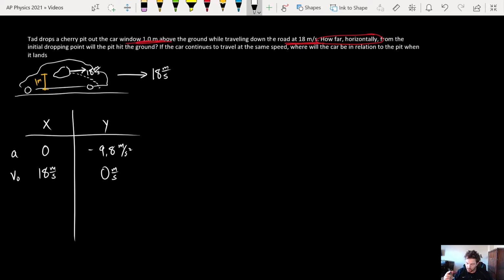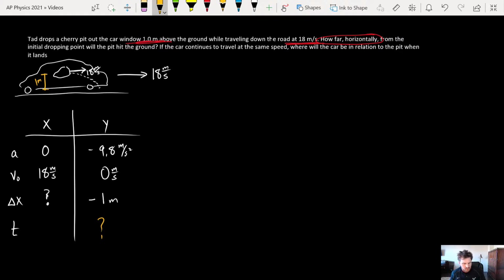Let's see, what else do we know? We know the displacement. We don't know the horizontal displacement, that's what it's asking us to solve for. We do know the vertical displacement. It falls down 1 meter. And that's all we know. So it's that trick again. We've got to find the time, right? I know more information in the y direction than I do in the x, so that's what I need to solve for first.